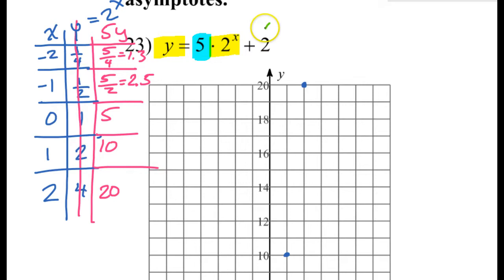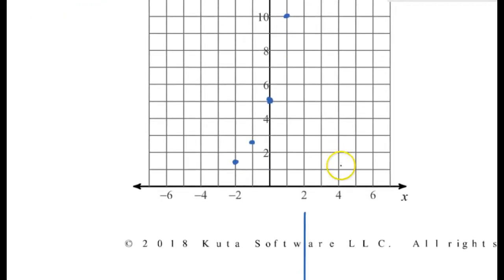This +2 means that I need to shift everything up 2. That includes the horizontal asymptote. So it doesn't reverse because it's going to the y again.